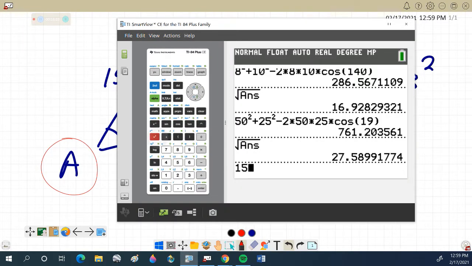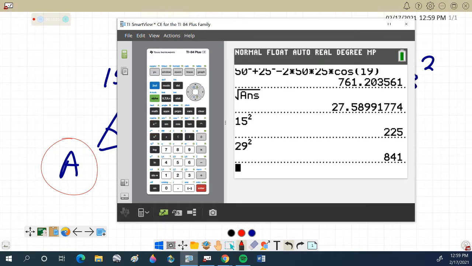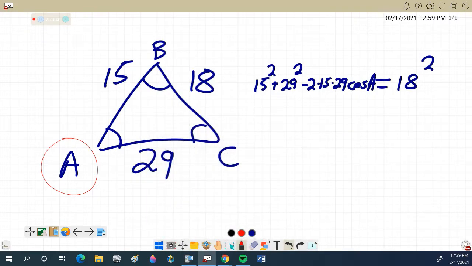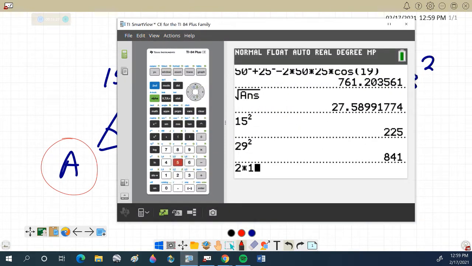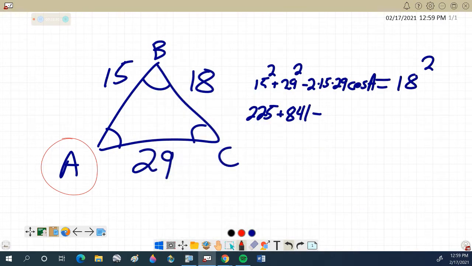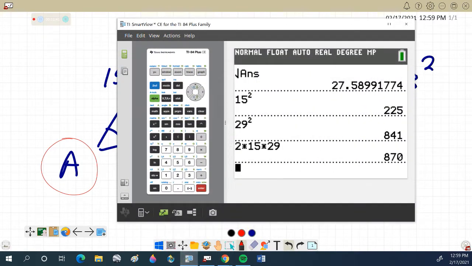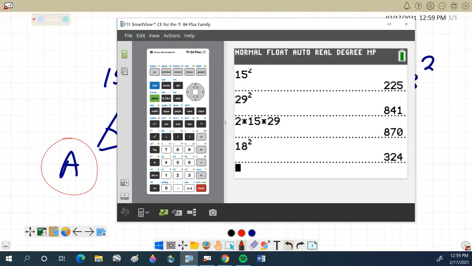So 15 squared, oh, that's 225. 29 squared is 841. So 225, 841, and then 2 times 15 times 29 is 870. What is 18 squared? 324.